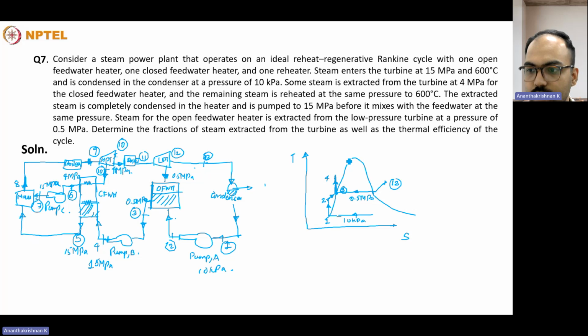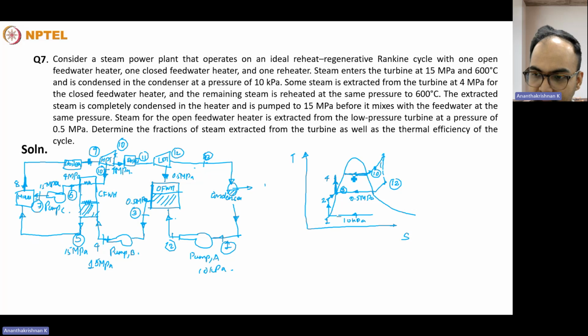So from state point 4, there will be an open feed water heater. There's a closed feed water heater. Basically, the steam that will be extracted at a pressure of 4 megapascal, it will be extracted maybe at 4 megapascal somewhere at this particular point. We do not know that point, but currently we have denoted it as point number 10. So you assume that this is point number 10.